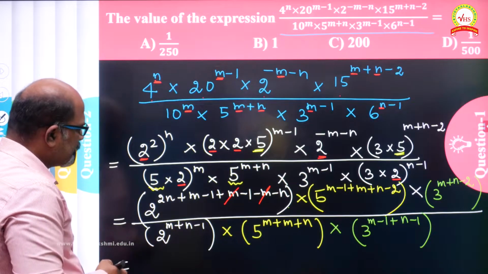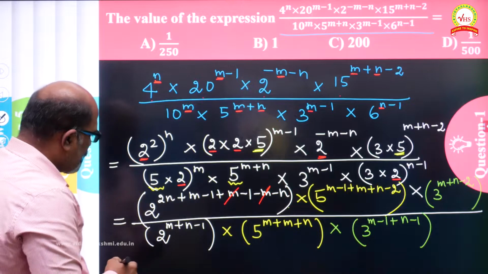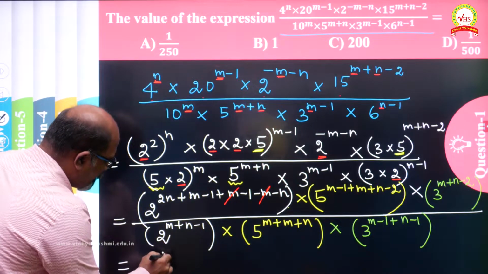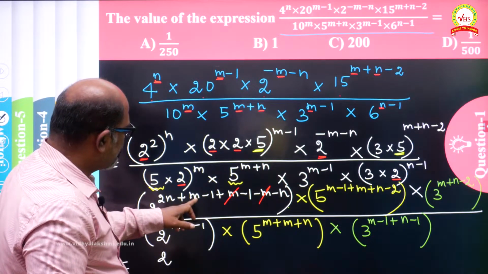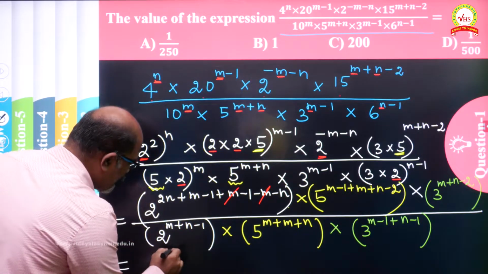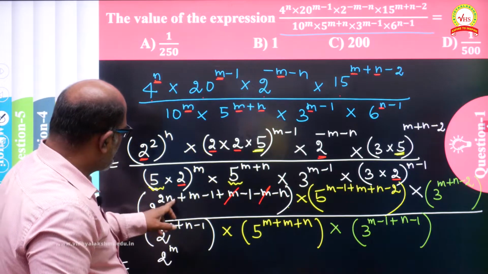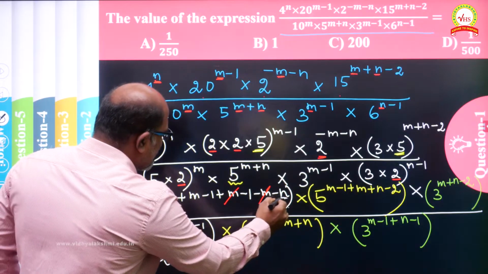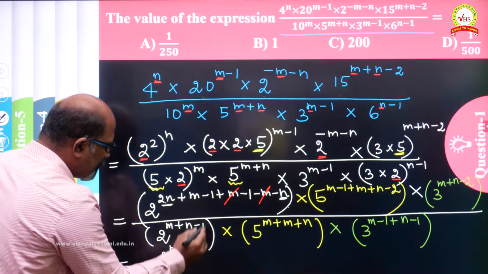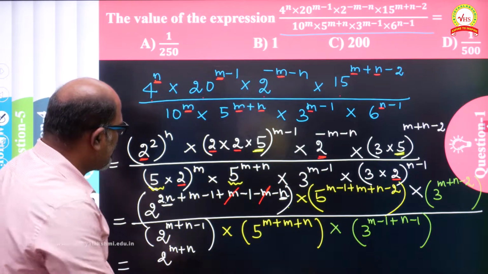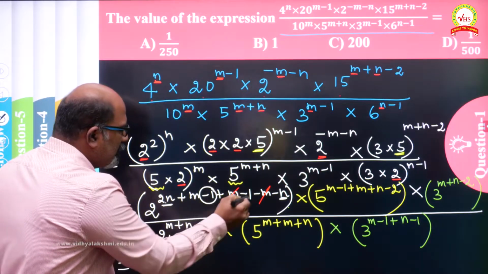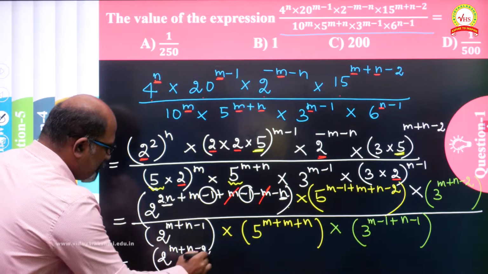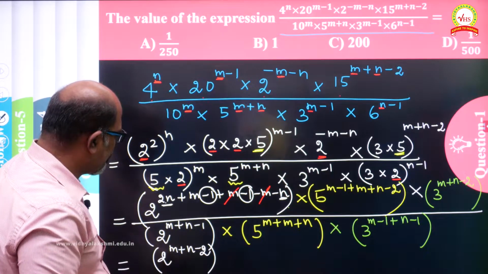So when I simplify this, what I will be getting, you will be having 2 to the power of m, this is the m we are having here. So 2 to the power of m followed by 2n here, and here minus n. So 2n minus n is n. Then this minus 1 and this minus 1, when you add together, you will be getting minus 2. So this is the simplified expression in the case of the numerator.